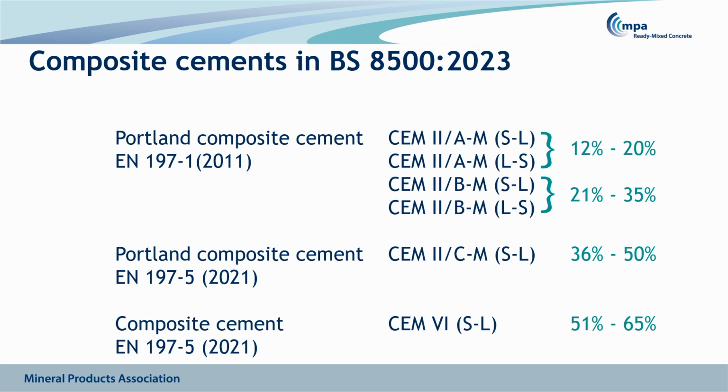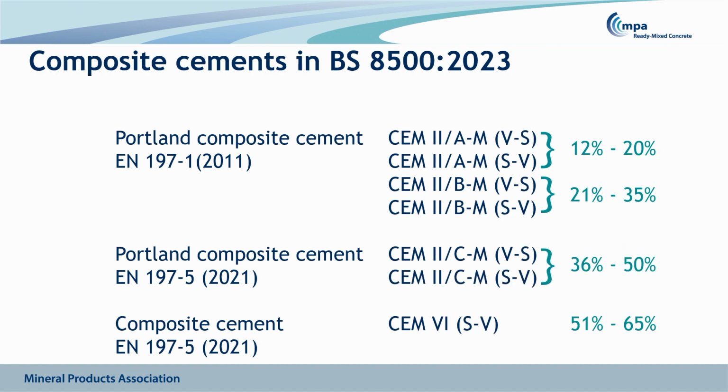With the introduction of the 197 Part 5 cements, we can now replace up to 65% of the cement with other materials, and so we have equivalents to those binary combinations. So as well as combinations of Portland cement, GGBS and limestone, we also introduced Portland cement, fly ash and limestone, and Portland cement, fly ash and GGBS.